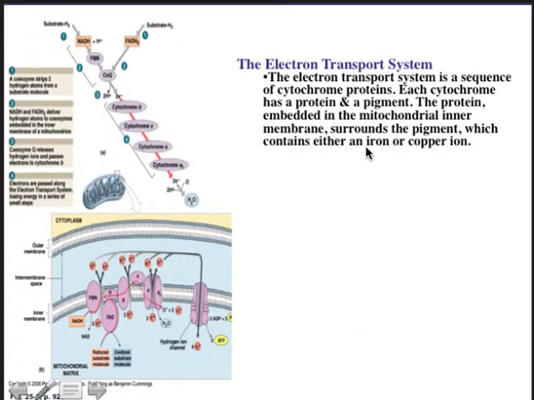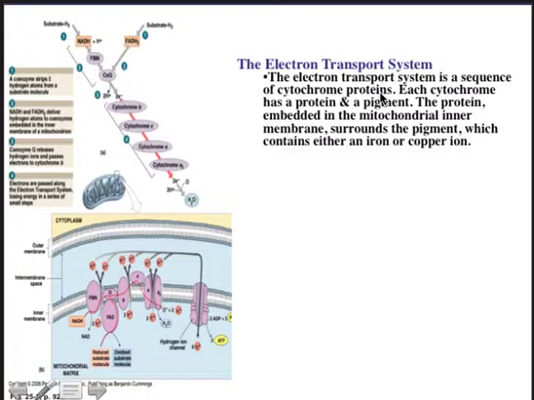The electron transport system is a sequence of cytochrome proteins. Now, what the heck are cytochromes? Cytochromes are organic molecules that have a lot of double bonds in them, and these double bonds serve as sort of an electron conduit, kind of like wiring almost. You could think of them as hors d'oeuvre plates, and you could think of the electrons as the hors d'oeuvres.